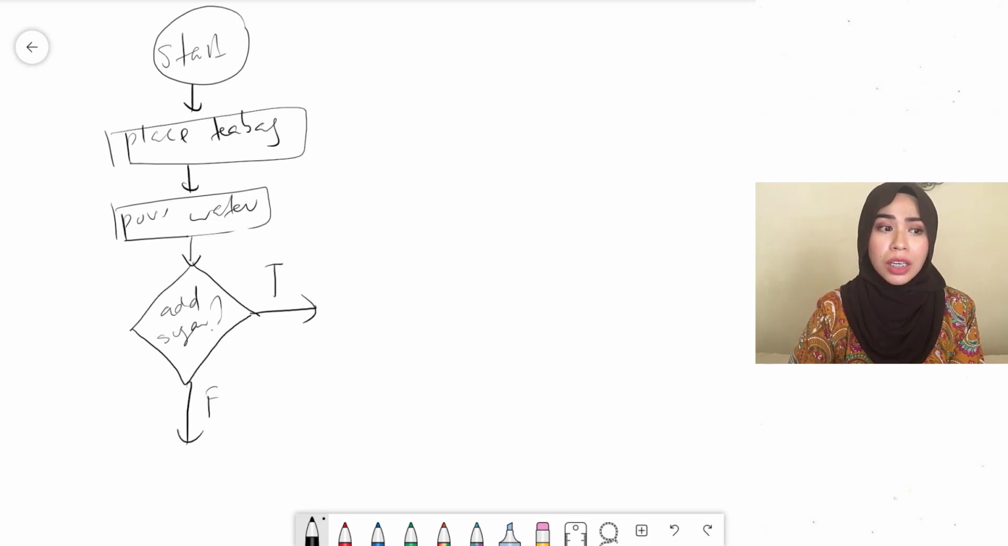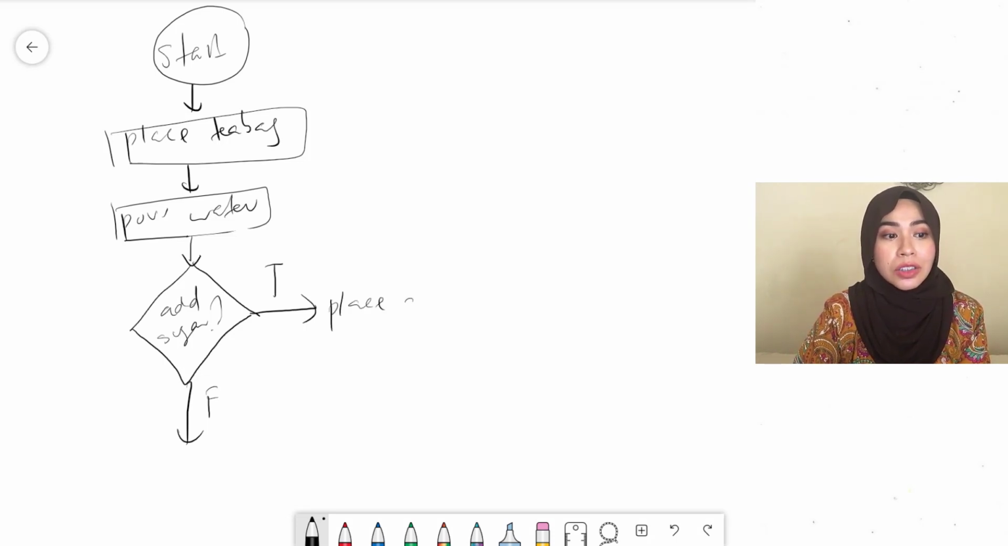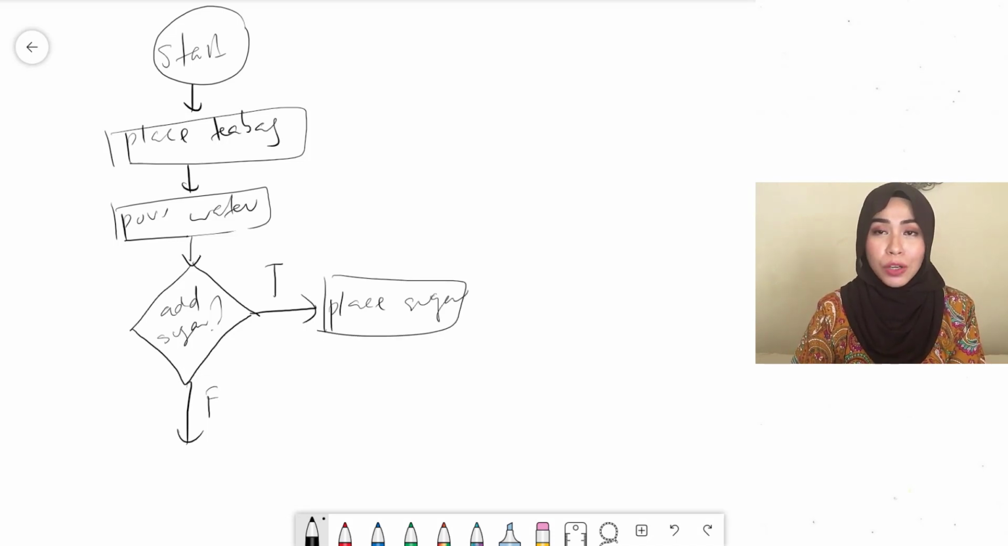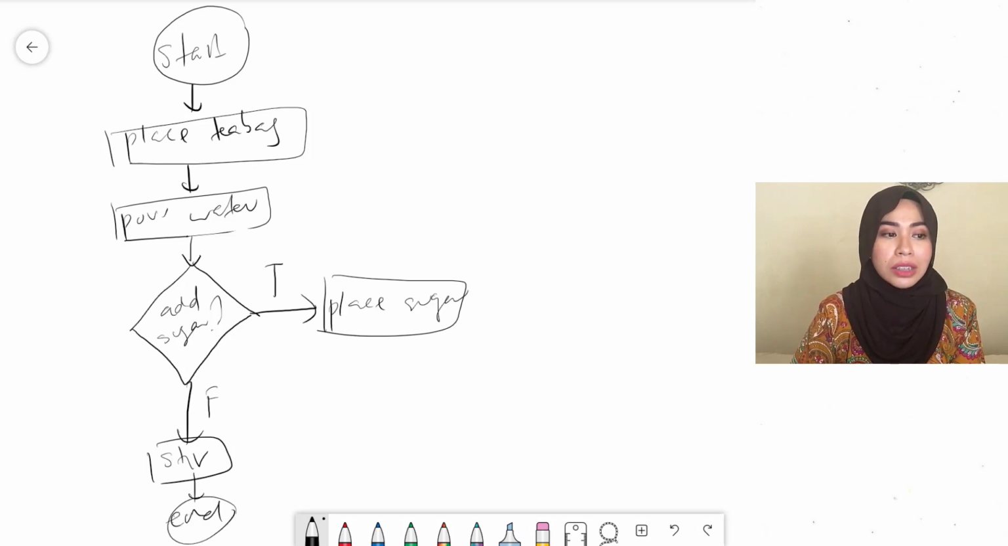add sugar. So the question does lead to yes or no. If the person wants some sugar, basically he wants the tea to be sweet, you can do some process, which is place sugar. So if the person doesn't want any sugar, then you can just end the process by saying stir and then end. Now this is still not complete because whenever the person adds sugar inside the cup, it needs to lead somewhere, it needs to end.